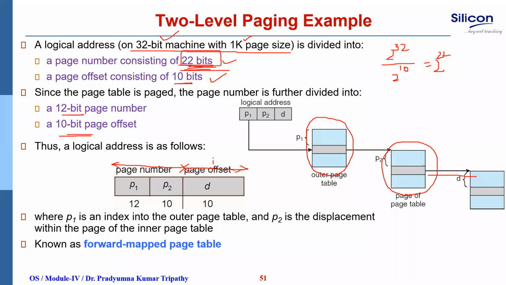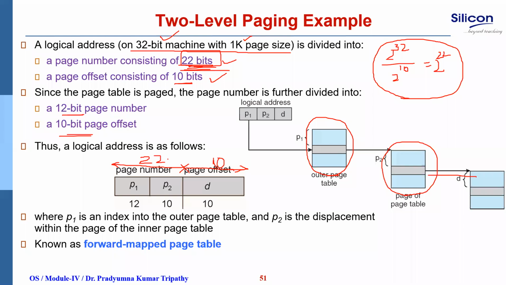Correct? This is 10 bits and this is 22 bits. Where do we get this 22 from? With these computations: each page is 2 to the power 10, total is 2 to the power 32, so 2 to the power 22 pages. So 22 bits for page number, 10 bits for displacement.